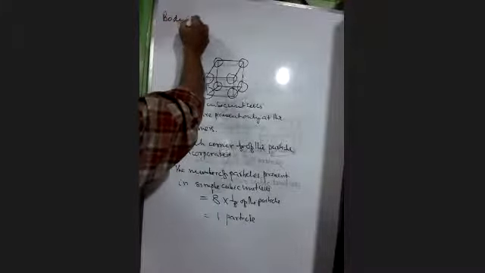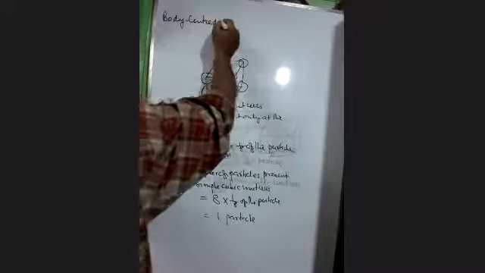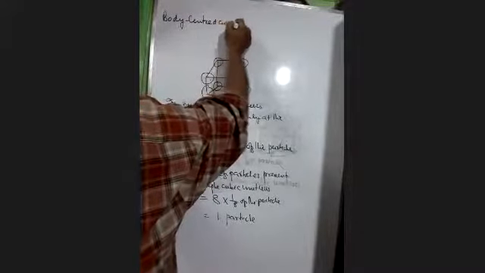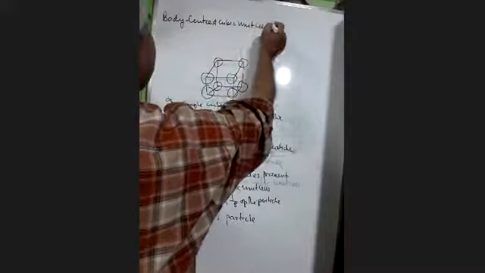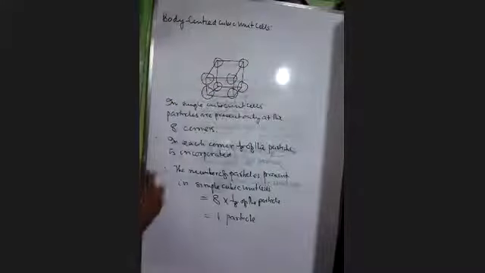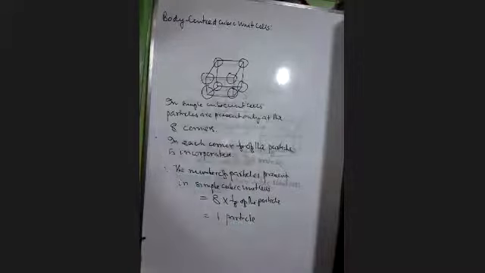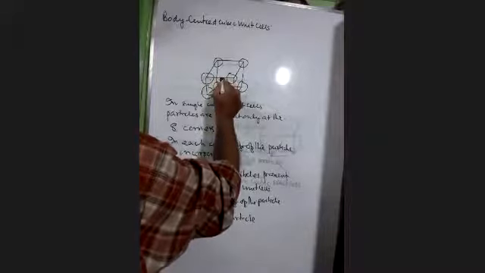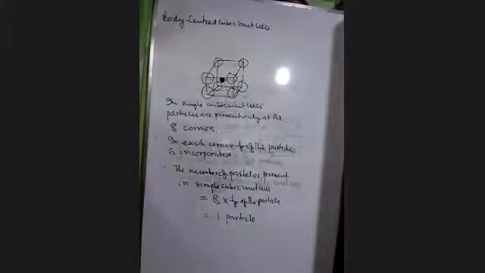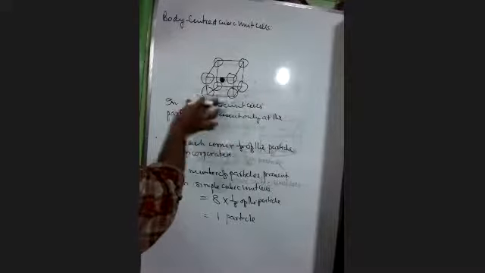Okay, now we'll go for the body centered cubic unit cell. See, in body center, what do you have? All these particles in the corner are being shared by 8 unit cells. But the thing which is inside is 100% within the unit cell. It is not shared with anyone. Okay? So what can we write?